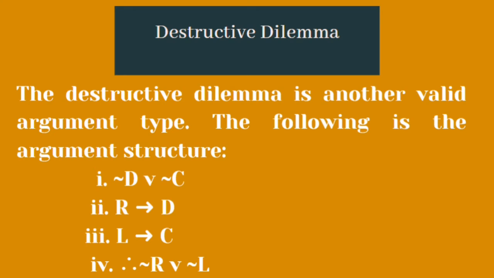The following is the argument structure. Premise 1, either not D or not C. Premise 2, if R, then D. Premise 3, if L, then C. Conclusion, therefore, either not R or not L.